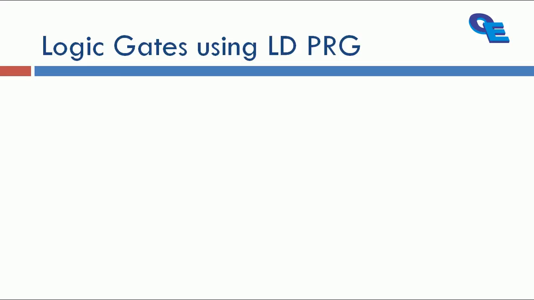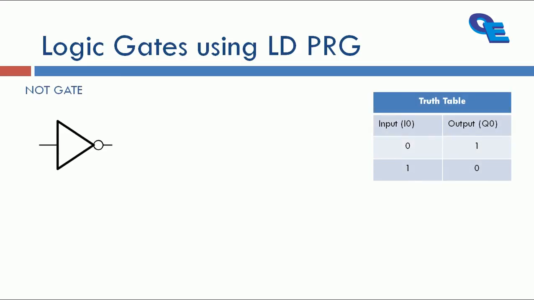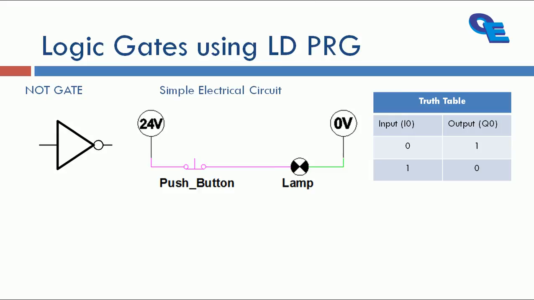In the list of gates, the first gate will be the NOT gate. When input is low, output goes to high condition. When input goes to high condition, output should be low. For this purpose, we have to first draw a simple electrical equivalent diagram, and this is how the diagram will be.